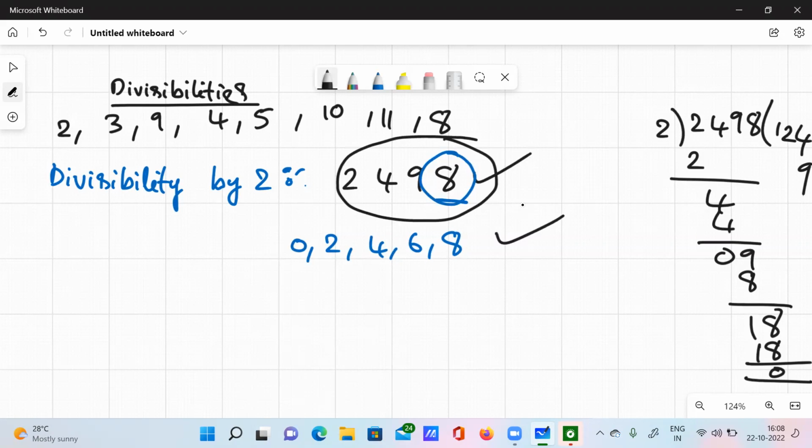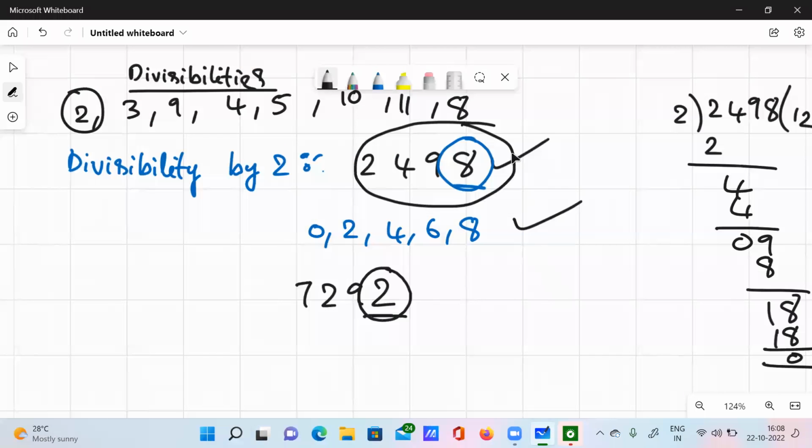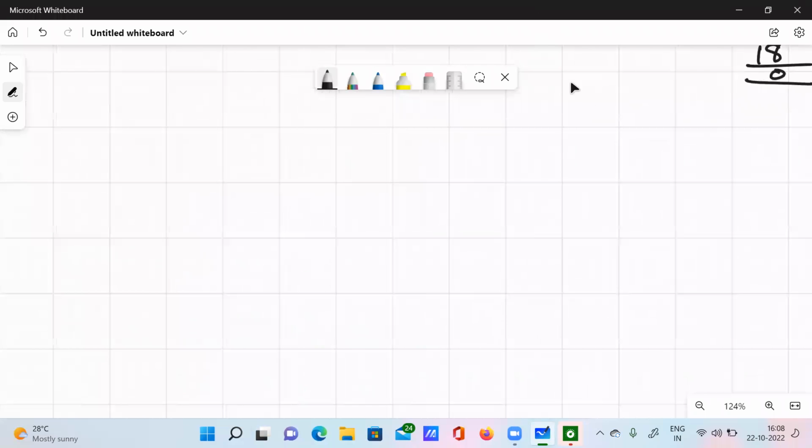For example, I have a number like 7292. Is this number divisible by 2? You just need to look at the units place. The units place is 2, so it's definitely divisible by 2. You can check like this. This is the divisibility rule of number 2.